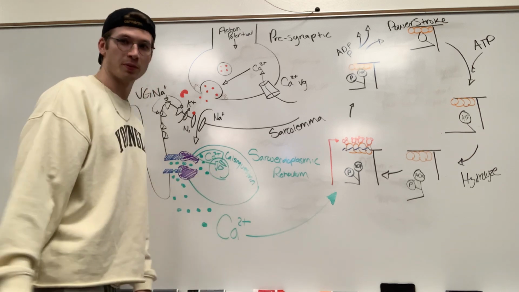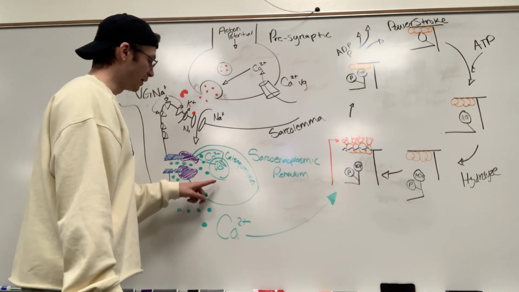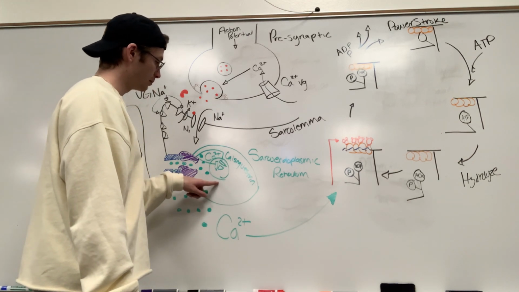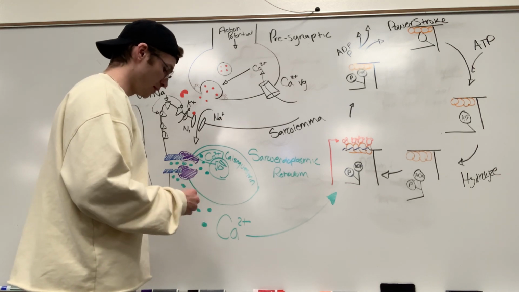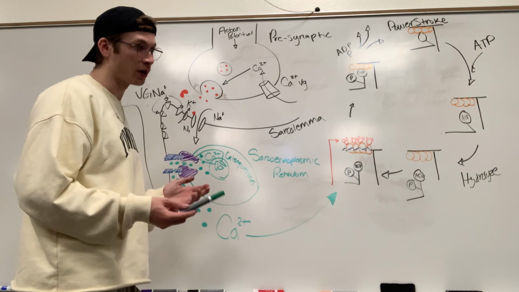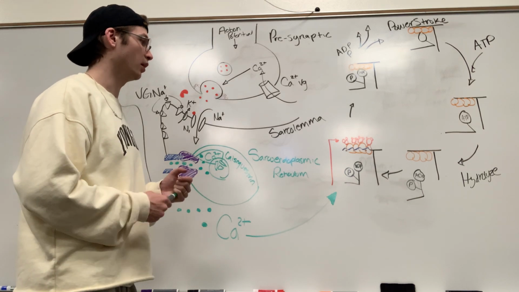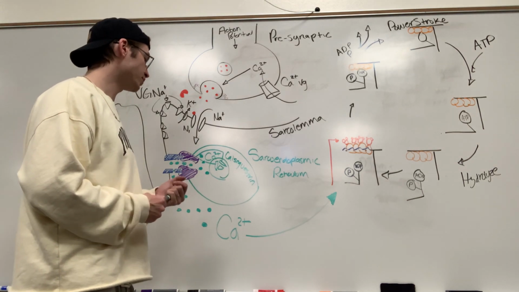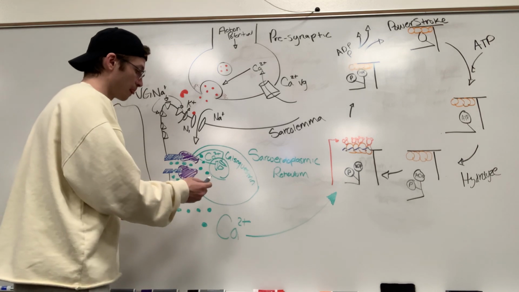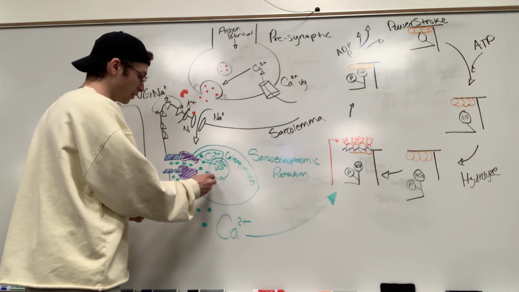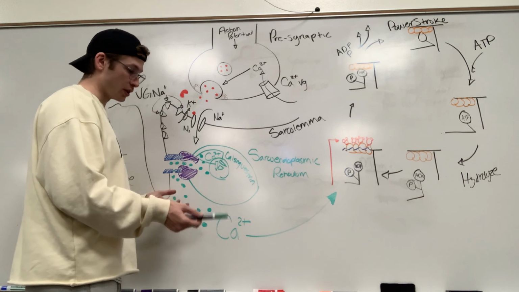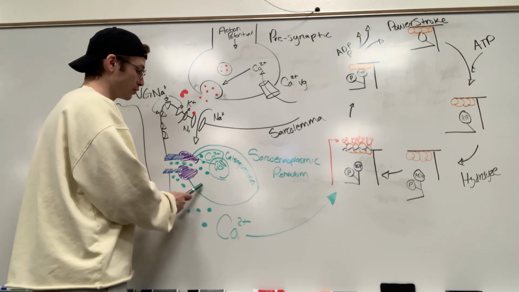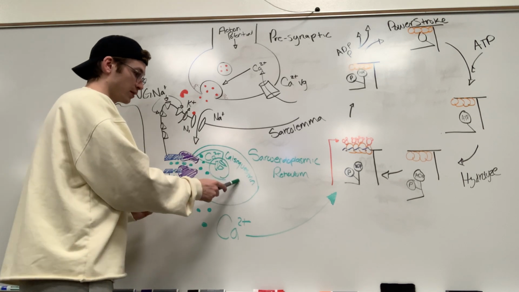I kind of drew it small, but basically this receptor gate is going to act as primary active transport. It's going to take calcium, because calcium wants to be out here and drive down its concentration gradient. This pump is going to push it against its gradient back into calsequestrin.